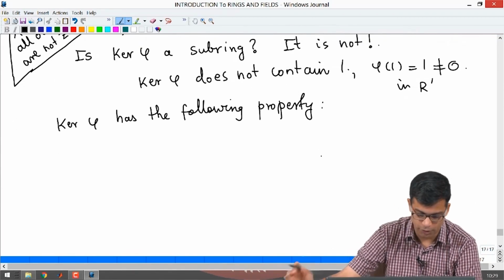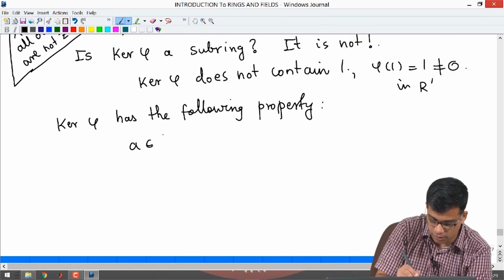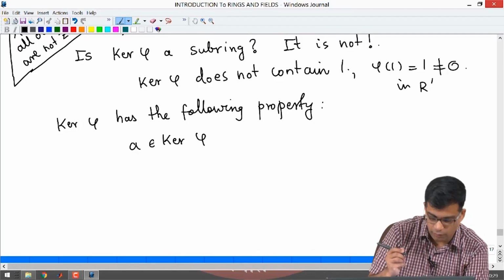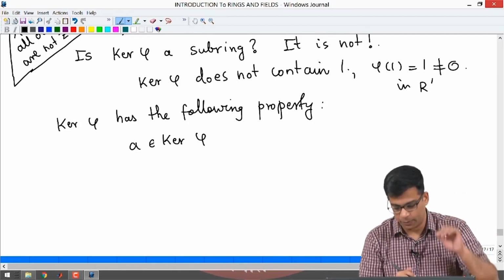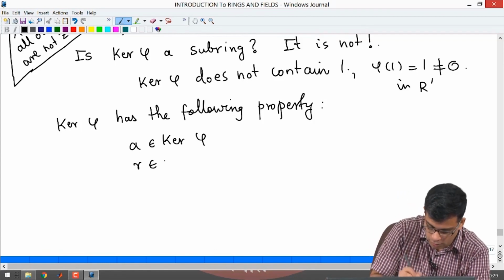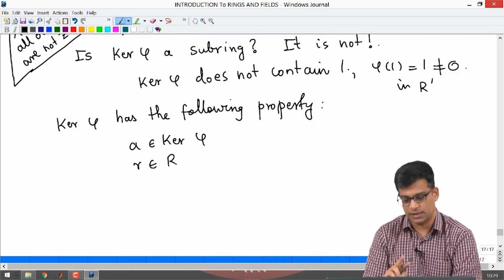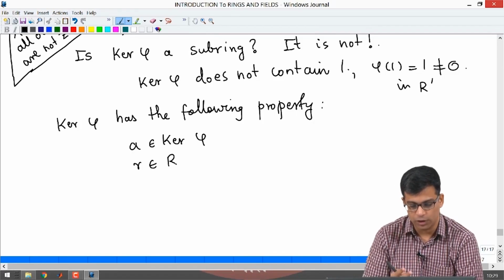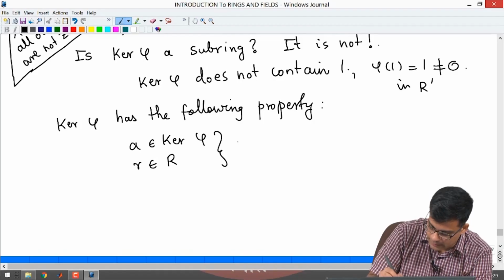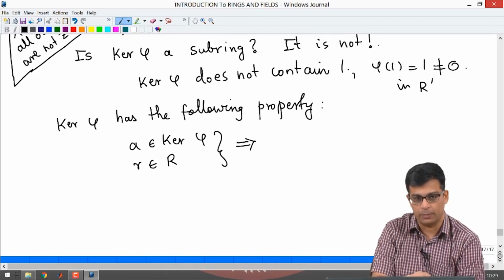Kernel phi has the following property. If A is in the kernel, what I want to say is that it is closed under multiplication, but in a strong way. It is not just closed in the sense that the product of two things in the kernel is in the kernel, but the product of something in the kernel by any group element is in the kernel.